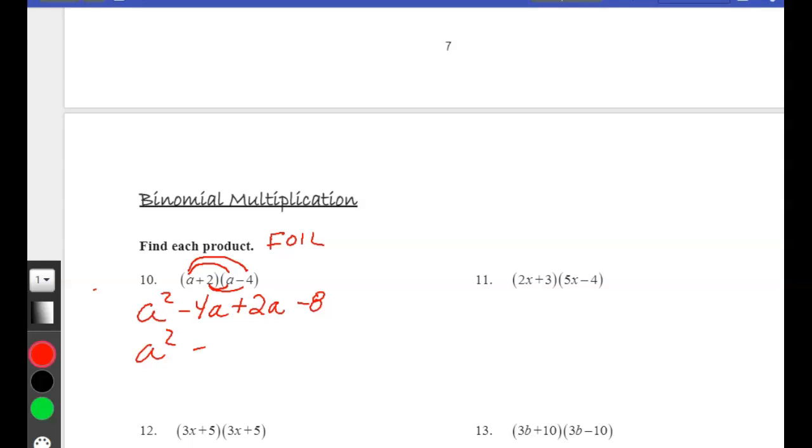And then we combine these two because they're like terms. So that becomes a squared -2a minus 8. That's one way to do it. You have to show your work though. Okay.